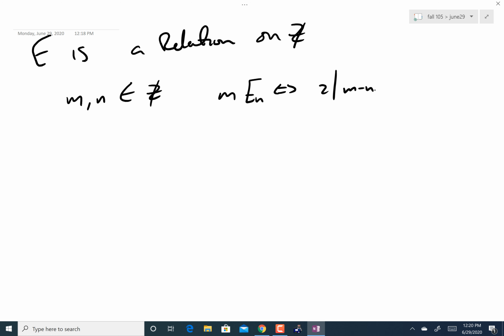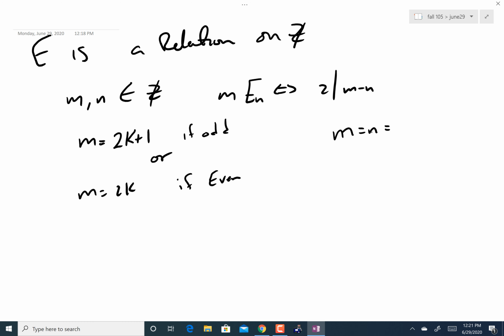Okay, so we'll start number 1. First, prove that it's an equivalence relation. Okay. All right, so for proving this, you got to think about this, right? So M is either equal to 2k plus 1 if it's odd, or M is equal to 2k if even, right? So another way of saying this is to say that M is congruent to N mod 2.